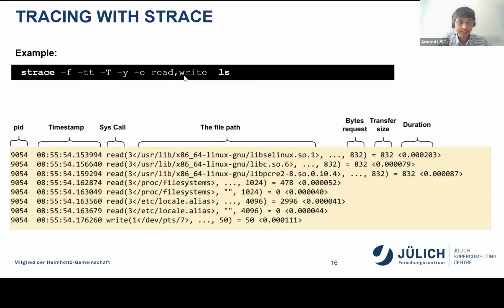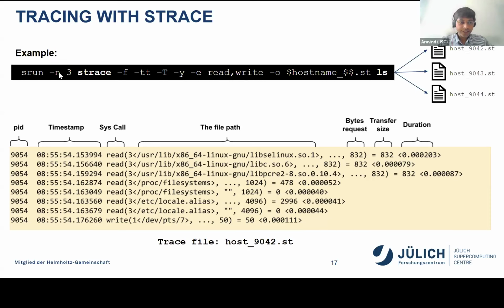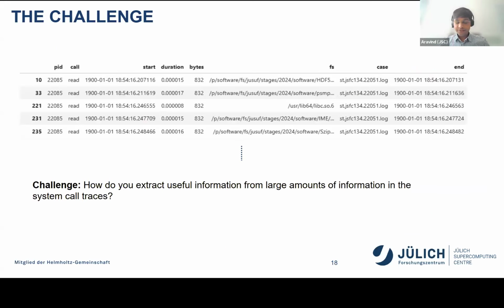So here I'm going to focus only on read and write, and also variants of read and write like pread64, readv, and so on. So what information I need is the process ID, the timestamp for each entry, the name of the system call, the file path, the number of bytes requested, the number of bytes returned, and duration. So you get all this from the strace logs. What strace does is it could generate one trace file per process, but at the moment I generate one trace file per node, and with the PID you can differentiate the traces from each process. So it's going to generate a lot of data. If it's an HPC application running on a large number of nodes, this is going to be a large amount of data, and the challenge is how do you extract useful information from such data?